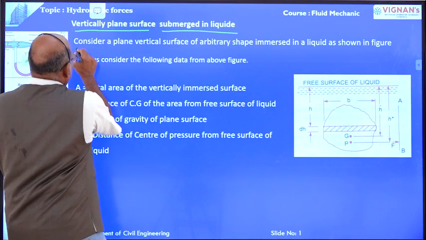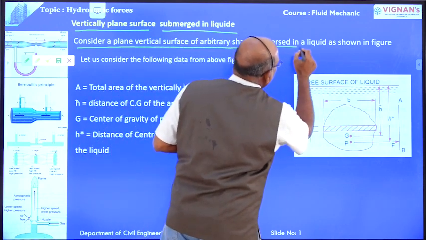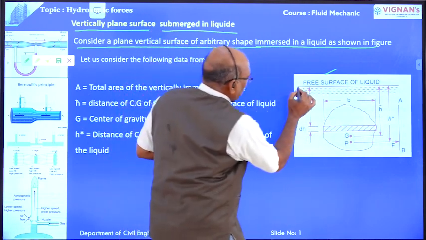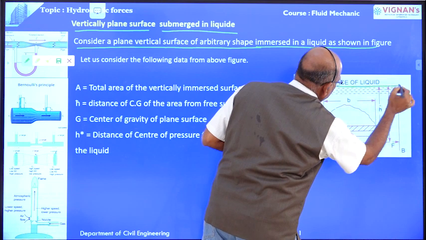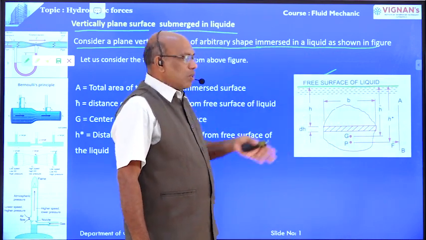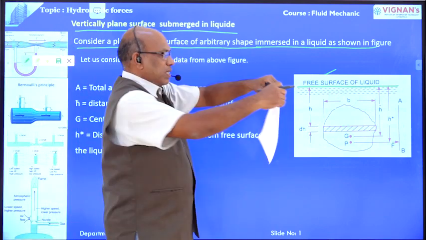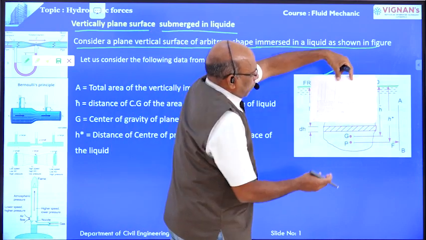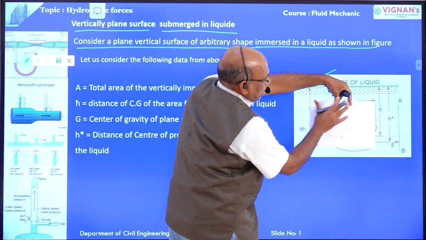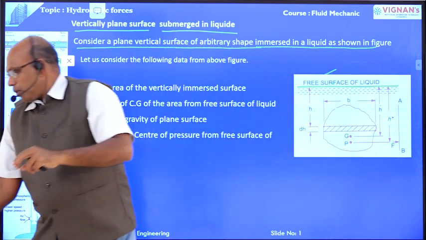Consider a plane vertical surface of arbitrary shape immersed in liquid. This is the figure. Now this is the free surface of the liquid. In the free surface of the liquid, a plane surface is immersed vertically. That means this is the plane surface, immersed vertically in the liquid like this. In this case, this is the surface area of the plane surface.